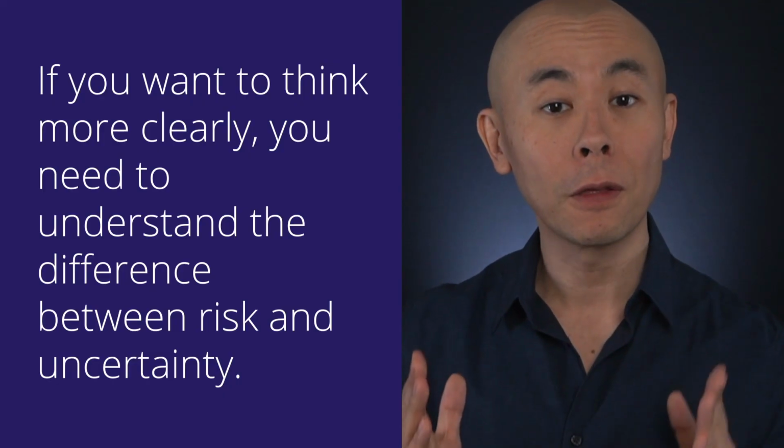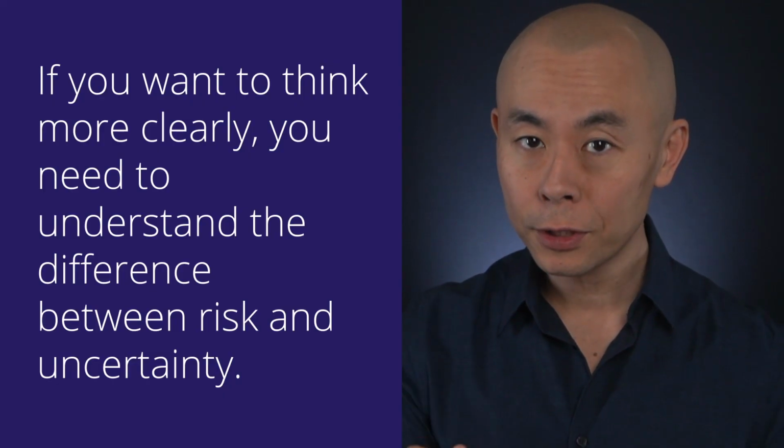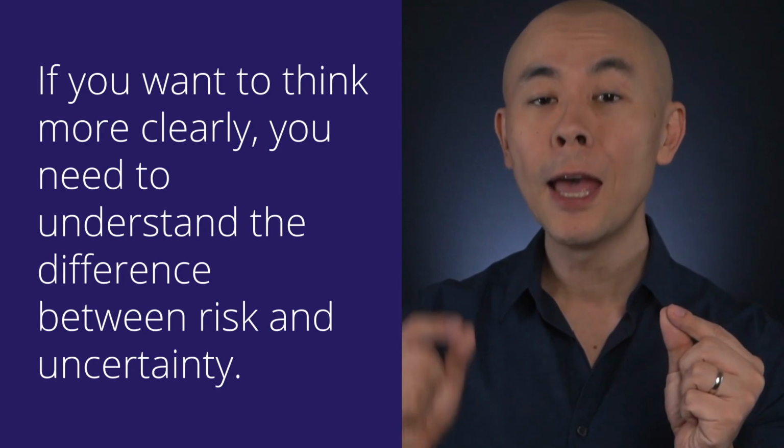If you want to think more clearly, you need to understand the difference between risk and uncertainty. The Ellsberg Paradox demonstrates people's preference for known probabilities, much more than unknown ones. We don't like the unknown, even if it leads to seemingly irrational decision-making. This paradox highlights the contradiction in human behavior when we're faced with choices involving risk and uncertainty.